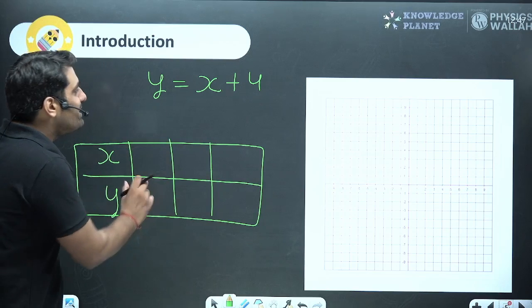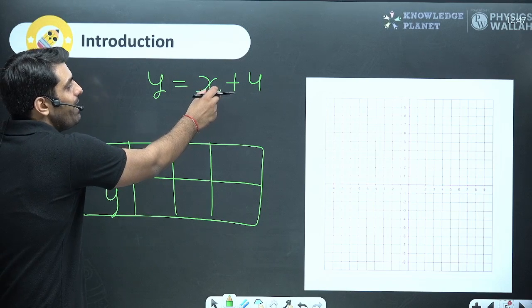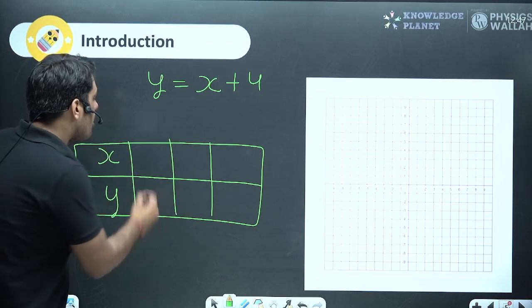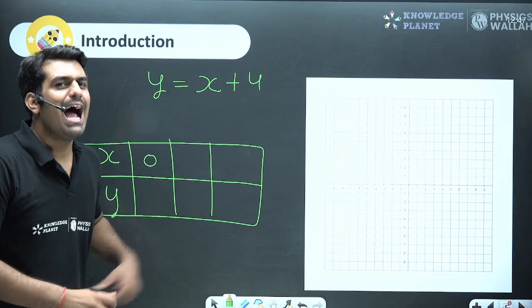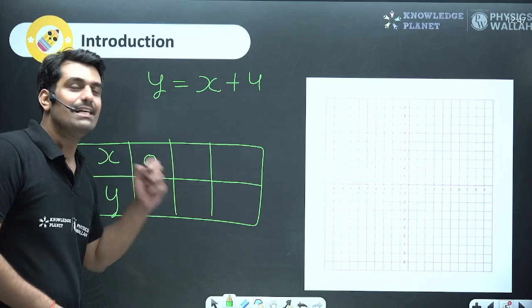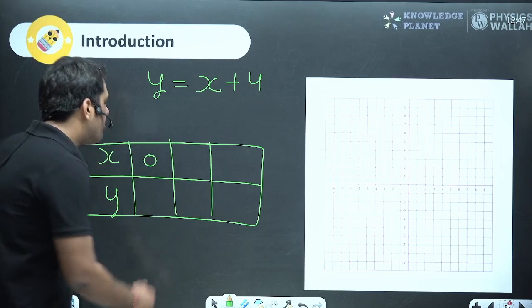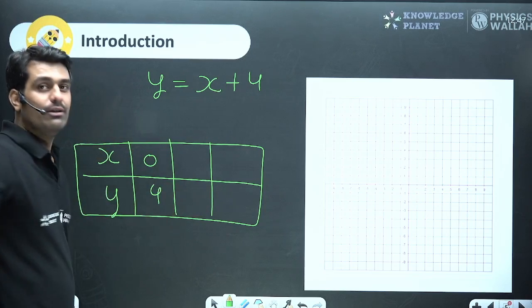So, if I assume the x value is 0, what will be the value of y? I hope you can solve it on your own in your notebook. I have done it just now, previously. So, putting 0 over here, the y value will come out to be 4. Very good, very simple thing.